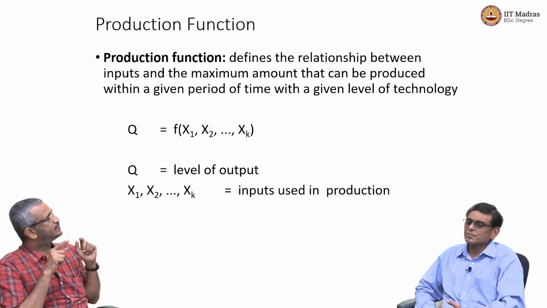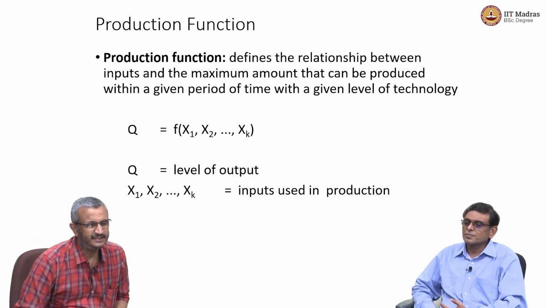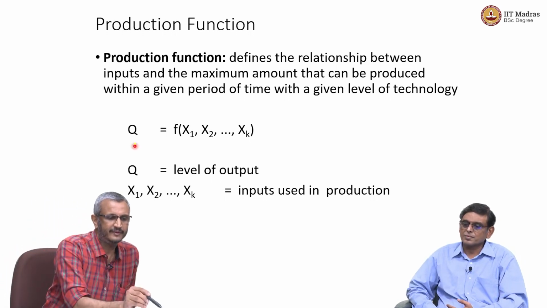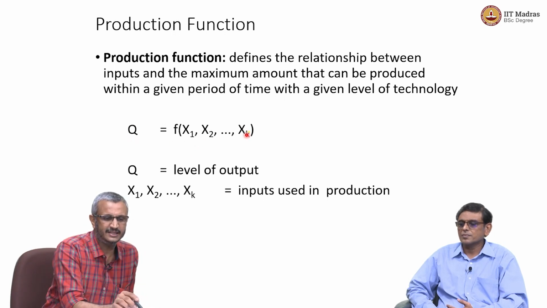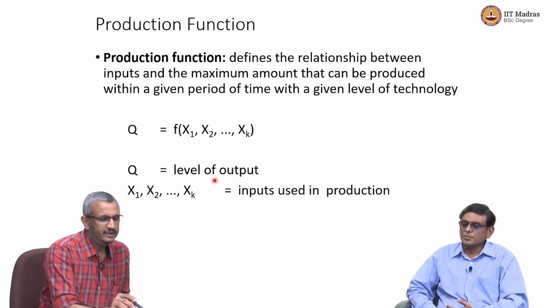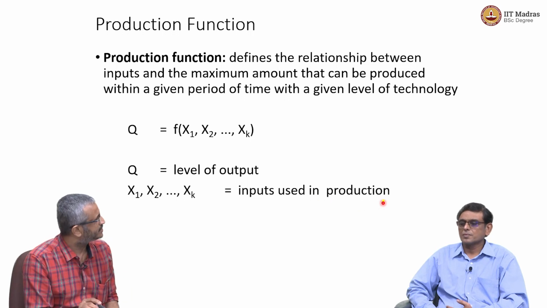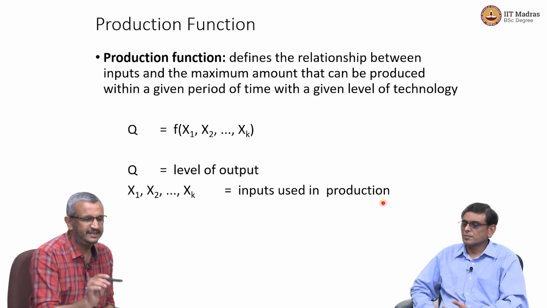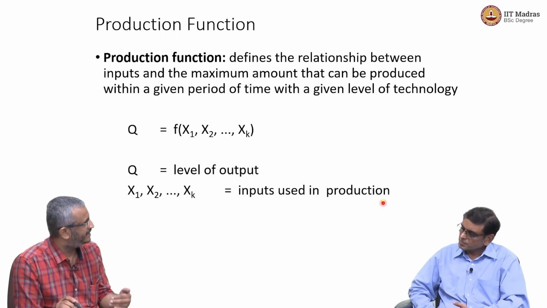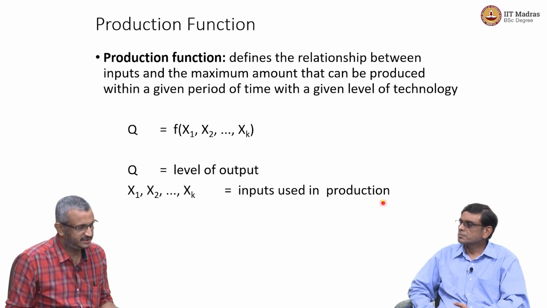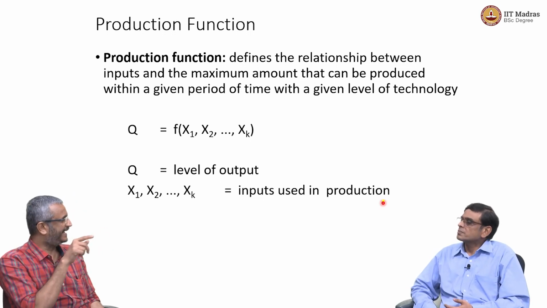Now, we can easily relate it to our earlier concepts of cost then, and this relationship is in terms of quantity produced being a function of x1, x2, ..., xk, where quantity is the level of output and x1, x2 are the inputs that are used in production. In our earlier examples, x1 and x2 were capital and labor. It could be material, it could be energy. So, the initial production functions were y or q is a function of k and l.